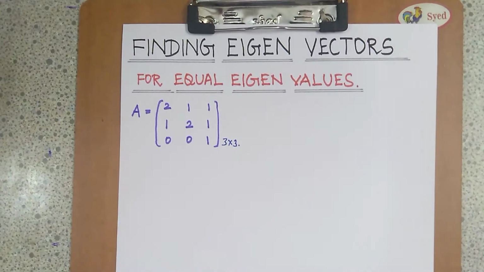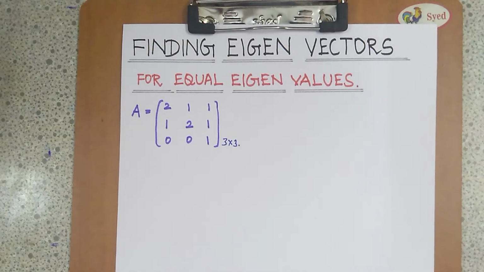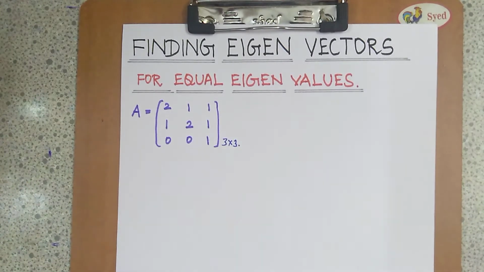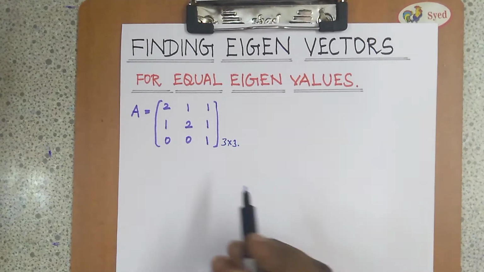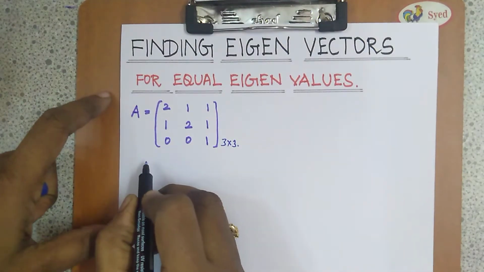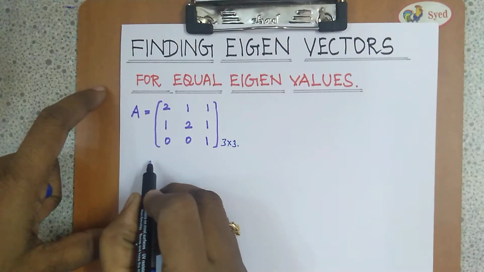In this video, we are going to find eigenvectors for equal eigenvalues. For that, I have taken a matrix A equal to [2, 1, 1; 1, 2, 1; 0, 0, 1]. It's a 3 by 3 matrix. So, for the first step, we need to find the characteristic equation.